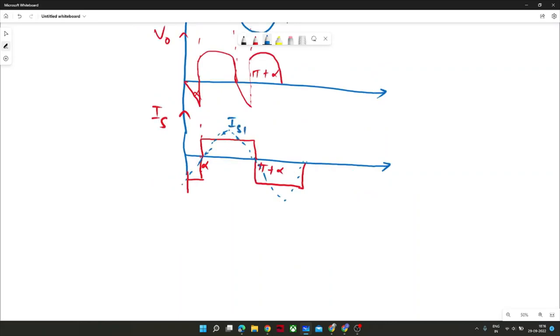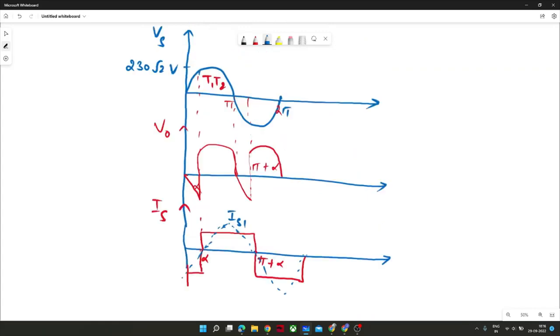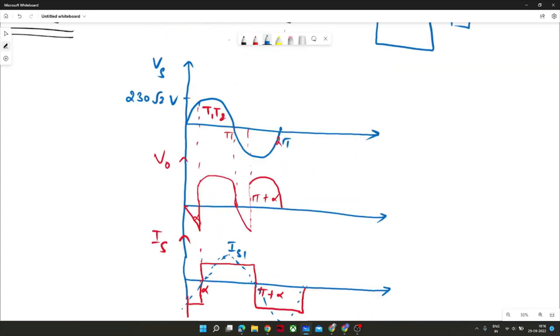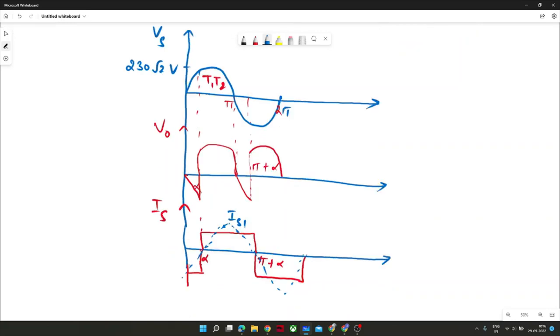Okay, this is Is1, and Vs is anyway sinusoidal. For Is1, I have shown you how you can obtain a sinusoidal waveform from a square waveform, and you can easily observe that the phase difference between these two waveforms is alpha. Here, alpha is this much phase difference between these two.